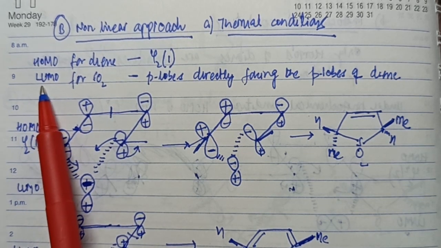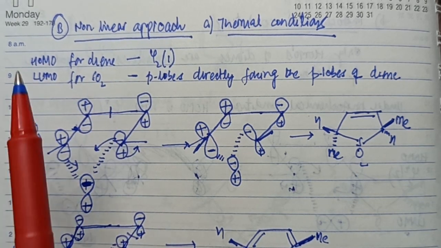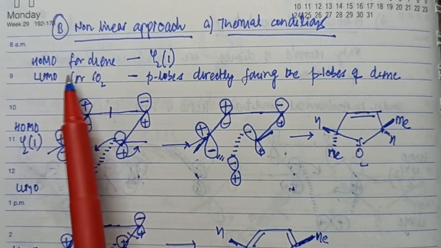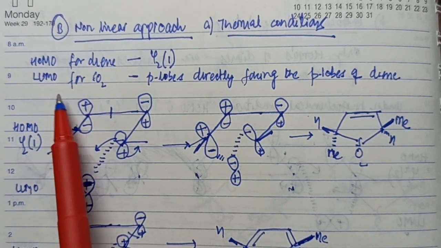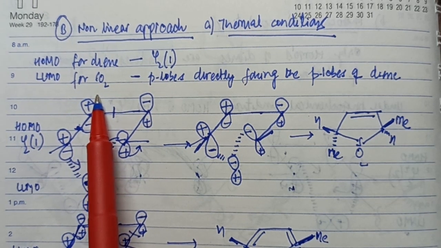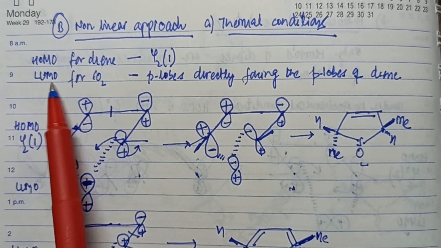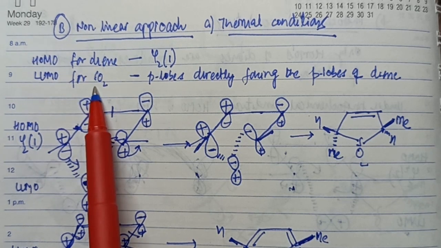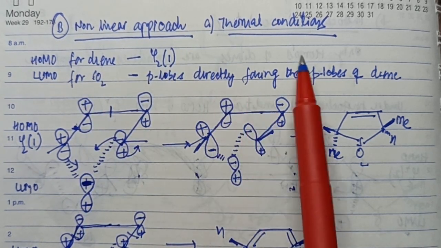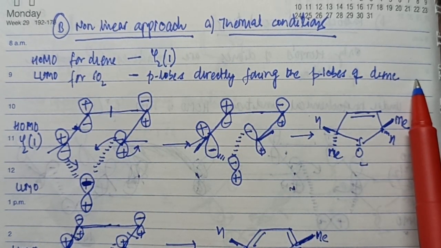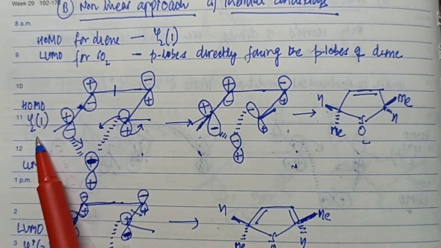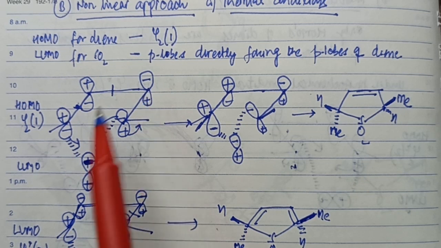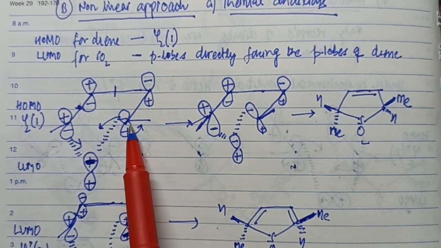What is the face of the sulfur dioxide in HOMO and LUMO? If I have to draw, let's say, the HOMO for the diene, I have to draw the LUMO for sulfur dioxide. Under the non-linear approach, the same face is presented as in the case of HOMO for sulfur dioxide. So under the non-linear approach, the LUMO of sulfur dioxide has p lobes directly facing the p lobes of the diene. This is worth consideration. The HOMO of the diene is psi 2 with 1 node. This is the orbital picture. Terminal lobes of the same phase have opposite sign.